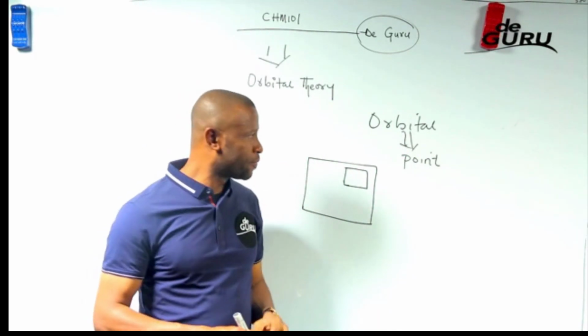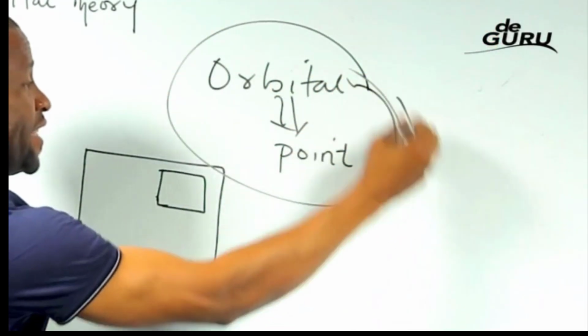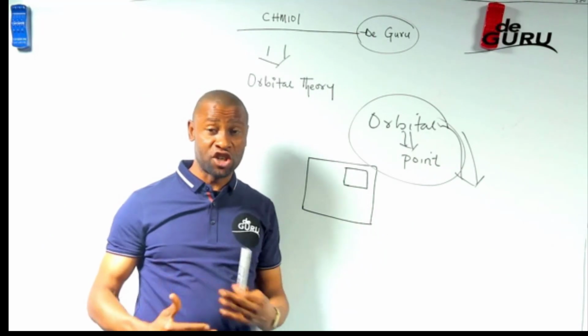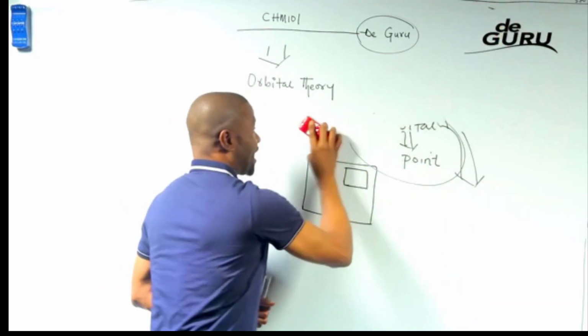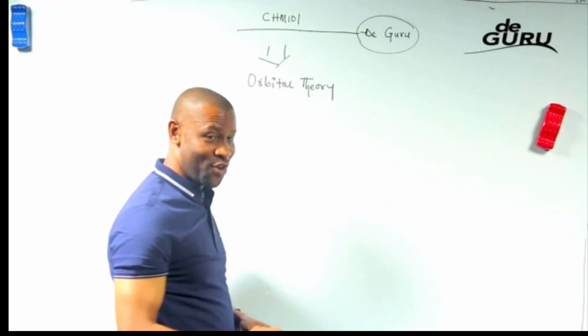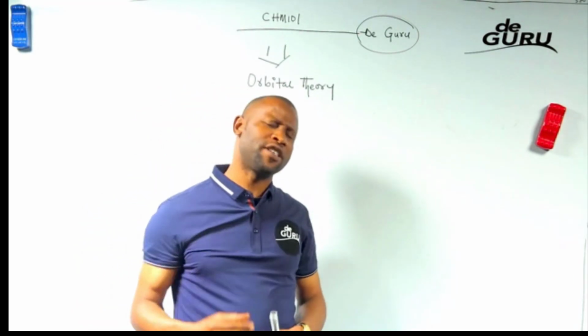Now return. These orbitals exist in various types. I'm diving into what I call classification of orbitals. Remember, whenever you want to classify something or anything, you must choose what we call basis for classification.